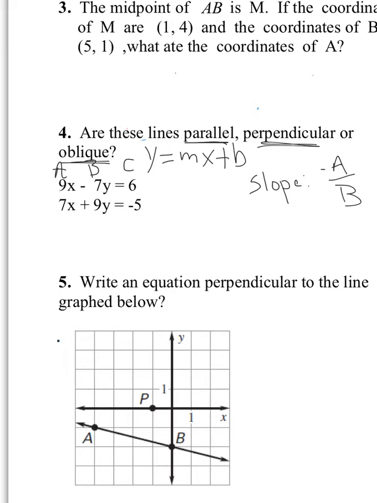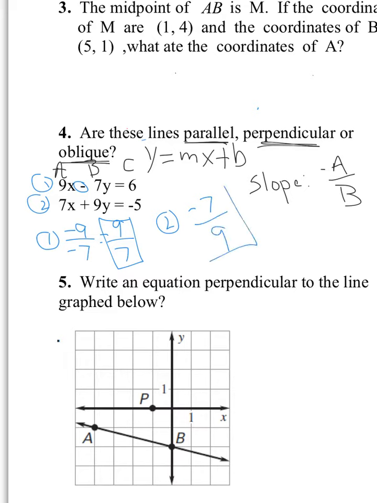So basically what you can do, if we call this equation 1 and this equation 2, for equation 1, the slope is going to be negative 9 over negative 7. Negative a makes that negative 9. And b is negative 7 because that negative is already there with it. Now, that's going to cancel both of them out. You get positive 9 over 7. For equation 2, you have negative 7 over 9. Okay? So now you're comparing the two.